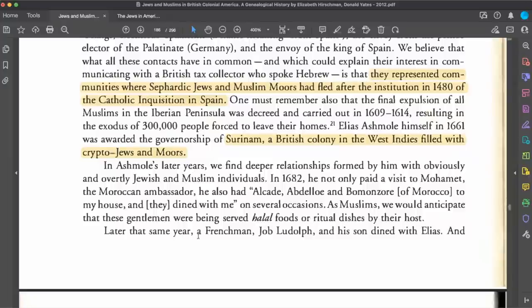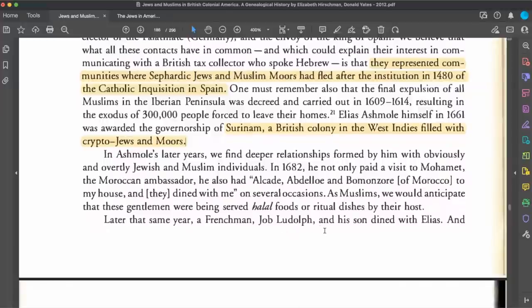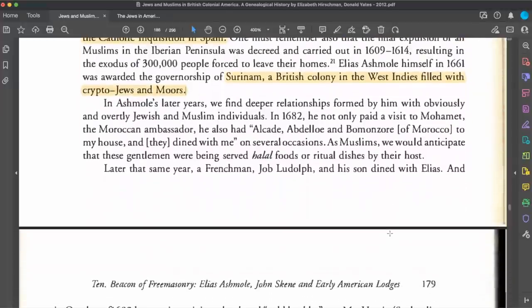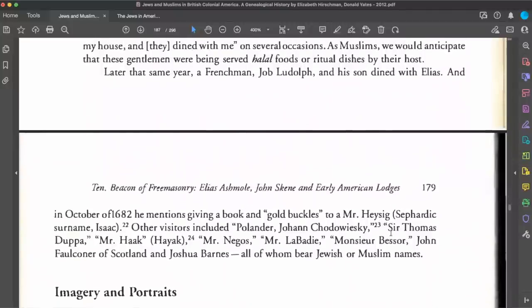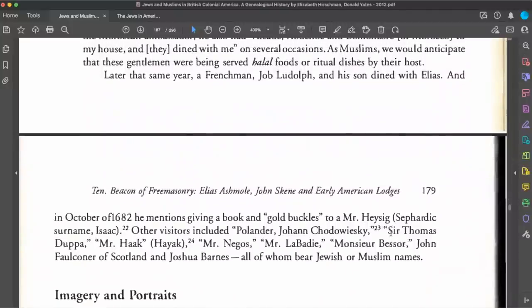Later that same year, a Frenchman, Job Ludolf, and his son dined with Elias, and in October of 1682, he mentions giving a book and gold buckles to Mr. Hasek, Sephardic surname Isaac. Other visitors included Pollander, Johann Schodowiski, Sir Thomas Dupa, Mr. Hack or Hayak, Mr. Negos, Mr. Labadi, Monsieur Bezor, John Falconer of Scotland, and Joshua Barnes, all of whom bear Jewish or Muslim names.